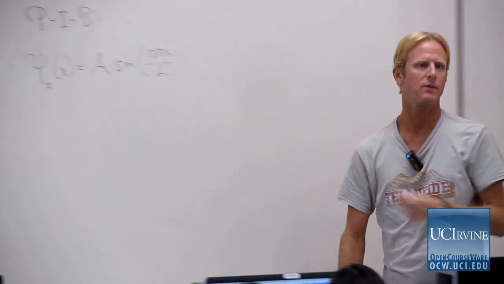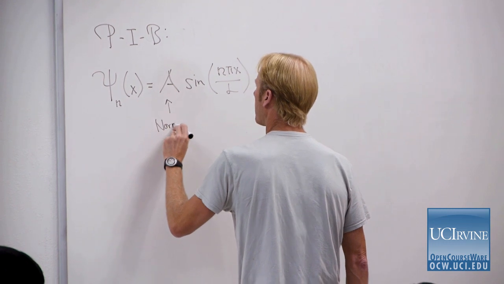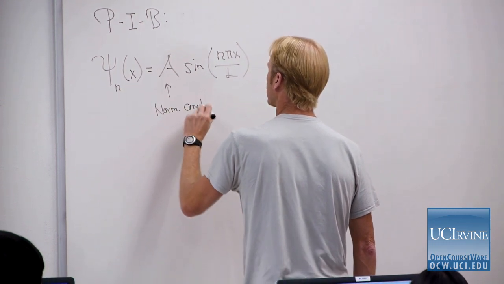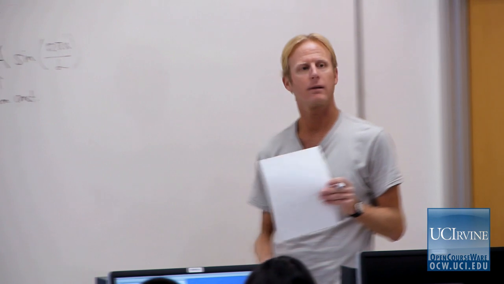okay? And we've seen this function, and we plotted the two-dimensional version. Okay? This A is what's called a normalization constant. And it's determined by making use of the fact that the square of the wave function integrated over the range of space accessible to the particle is the sum of all the probabilities of finding the particle, and that should be equal to 1.